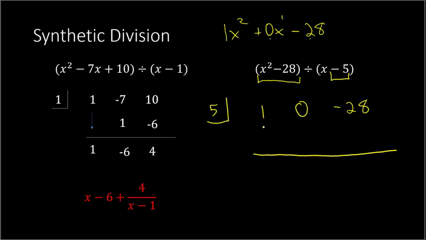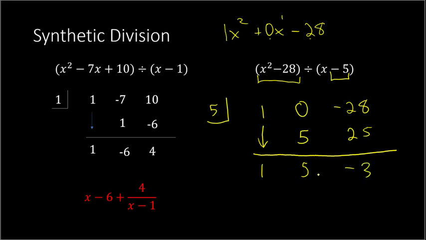So what we do is we bring down the 1, and then we begin our process of multiplying and adding. So you multiply 5 times 1, write it right here. Then we add. 0 plus 5 gives you 5. Multiply and add again. 5 times 5 is 25. Add that with -28. That gives you -3.